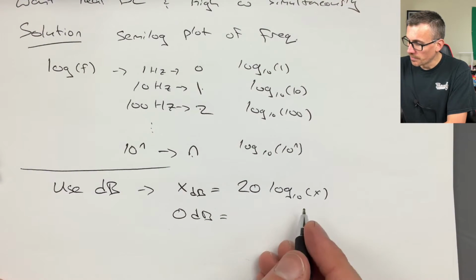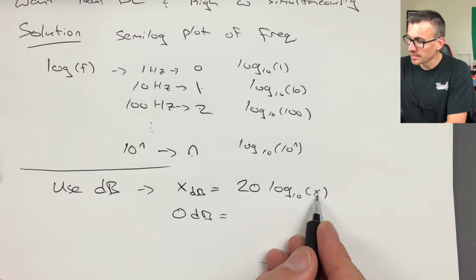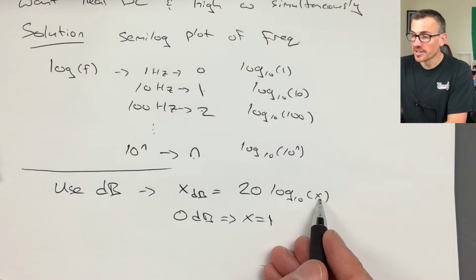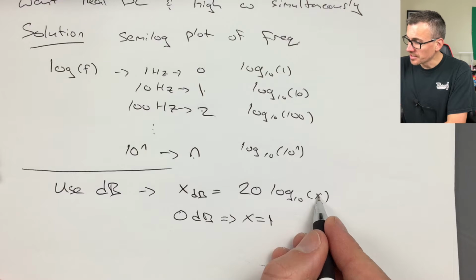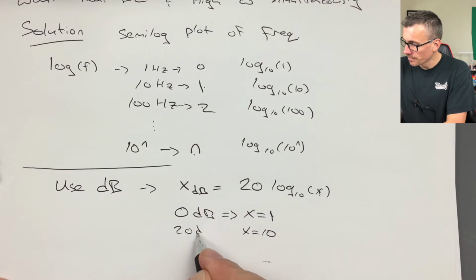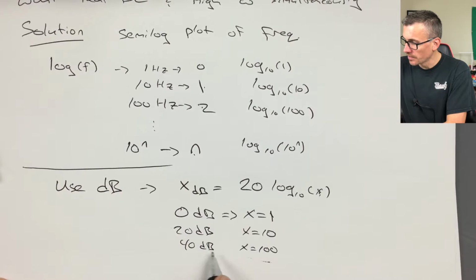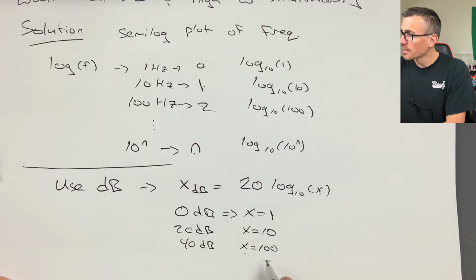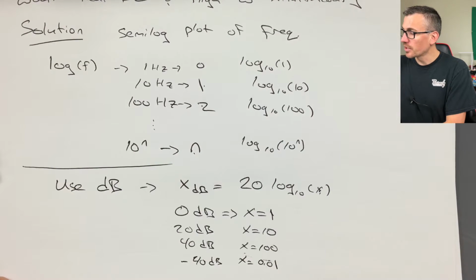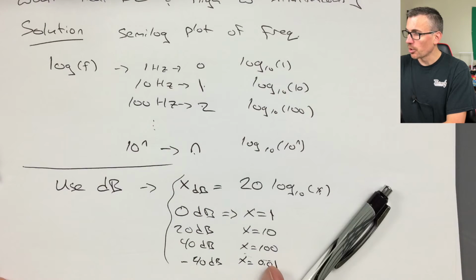is whatever, what would give me 0 dB here? I need this to be 0. So x would be 1. If x is 1, log of 1 is 0, so that'll give me 0. If x is 10, I'm going kind of backwards here, but if x is 10, I'm going to get 20 dB. If x is 100, I'm going to get 40 dB. What if x, by the way, is 0.01, 10 to the minus 2? Well, I'm just going to get negative 40 decibels. So I can just plug in the values here. And what this is going to do is give me a nice logarithmic plot on both sides.